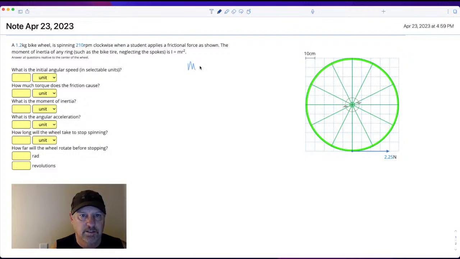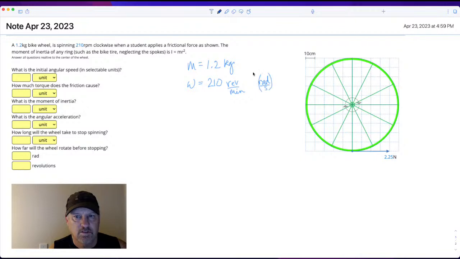So the mass equals 1.2 kilograms. And it's spinning at 210 RPMs clockwise. So omega equals 210 revolutions per minute. Now we need to convert that to radians per second. So this is what omega has to be in.